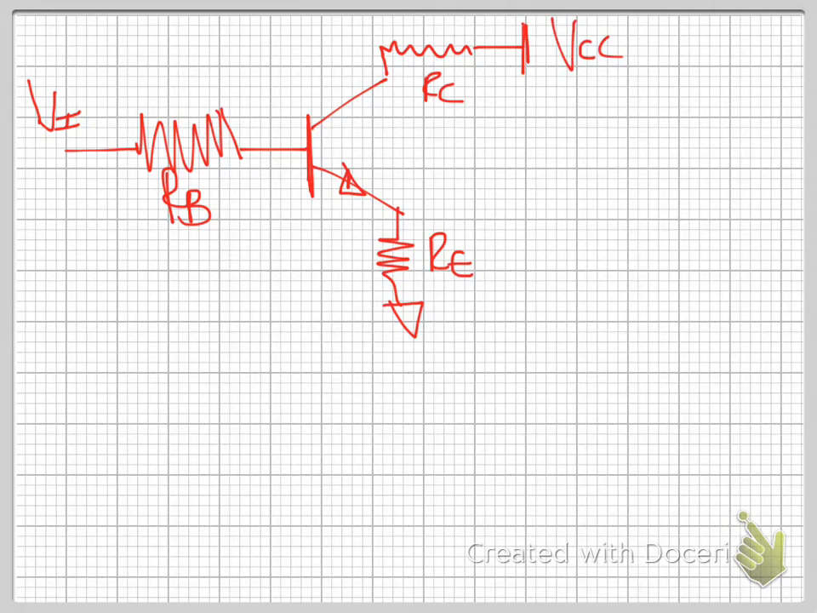This is how we were taught to draw it in ENE 410, my fourth year module, where all we did was the transistors. So when you see it, just always remember it like this.